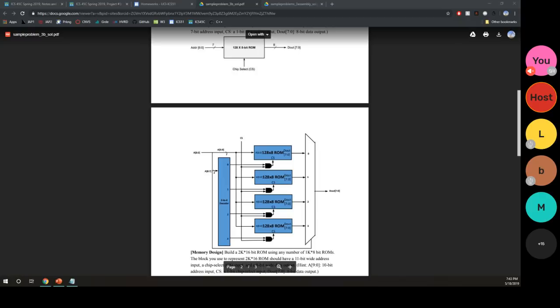Yeah, that's a decoder though. So it goes to both. Yeah, sorry. It goes to both the decoder and the mux. It goes to the decoder to do the chip selector part, and then it goes to the mux to actually choose which one the output is going to come from.